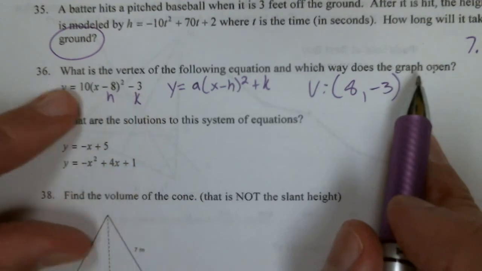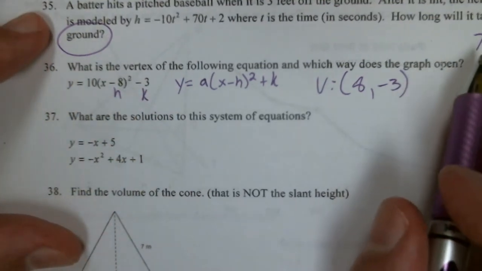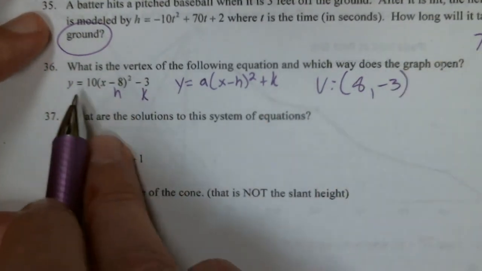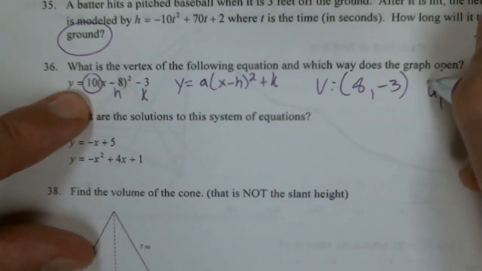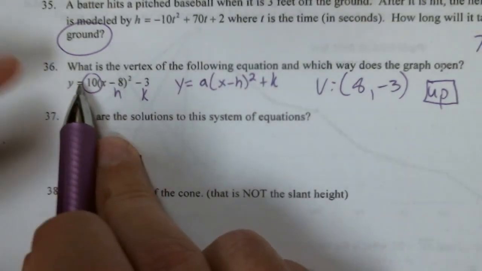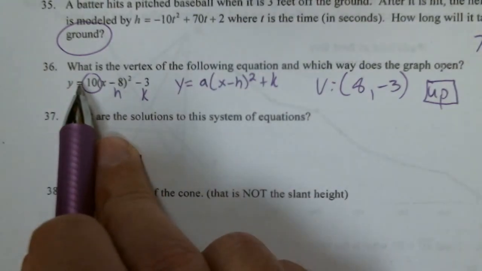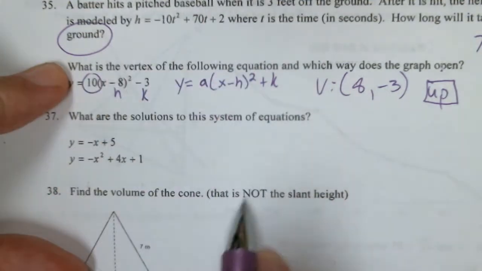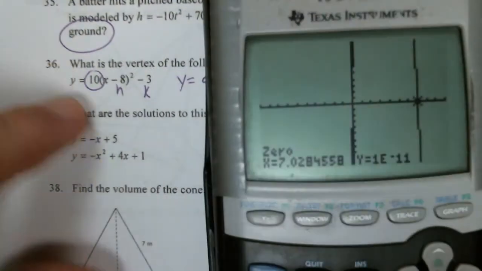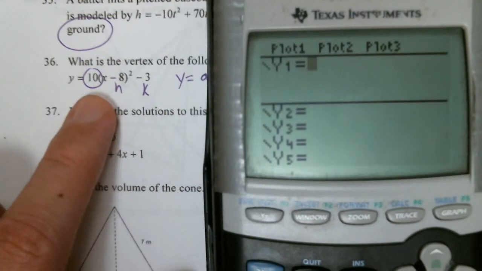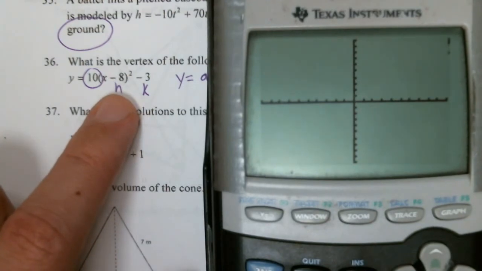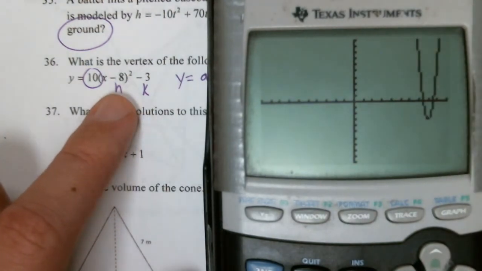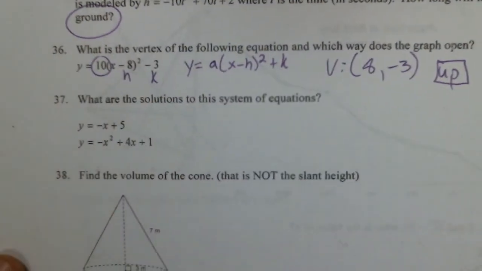And it says, which way does the graph open? There are two ways to do this. You can actually plug it into your graph and visually see which way, or you can just look at the a value. If the a value is positive, it's going to open up. If this a value were negative, what does a negative mean with all your transformations that you learn in coordinate algebra? That means a reflection, right? Upside down, flip. Okay, or of course you can simply just plug it in here real quick. 10 parentheses x minus 8 squared minus 3. Graph it, and I can see it opens up. Okay. All right, number 37.